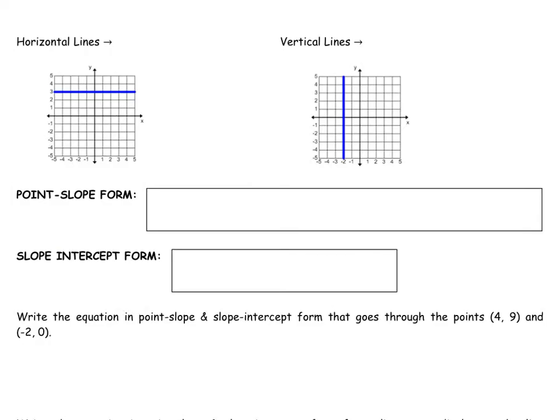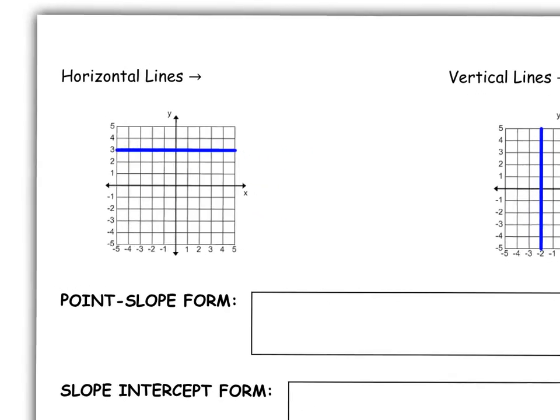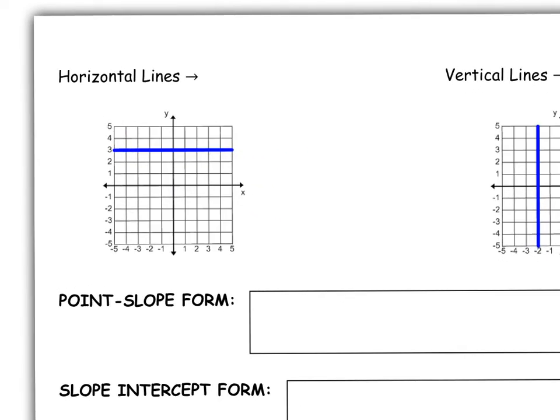Okay, more things to look at in our notes for this lesson. Horizontal lines. One thing to remember, they always have a slope of 0. And the equations for horizontal lines always start with y equals. In this case, it crosses the y-axis at 3, which means y equals 3.